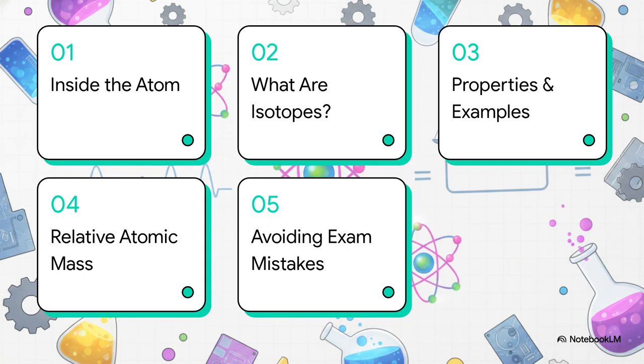Here's our roadmap for today. 1. Inside the atom. 2. What are isotopes? 3. Properties and real-world examples. 4. Calculating relative atomic mass. And finally, 5. Avoiding common exam mistakes.